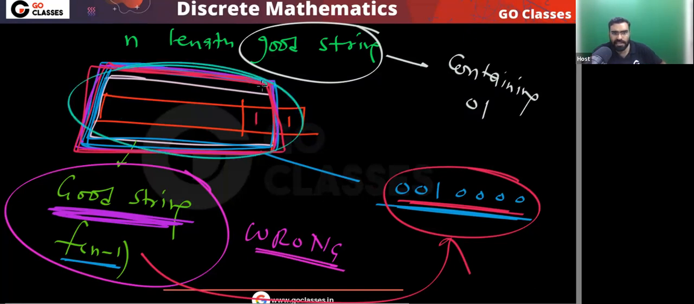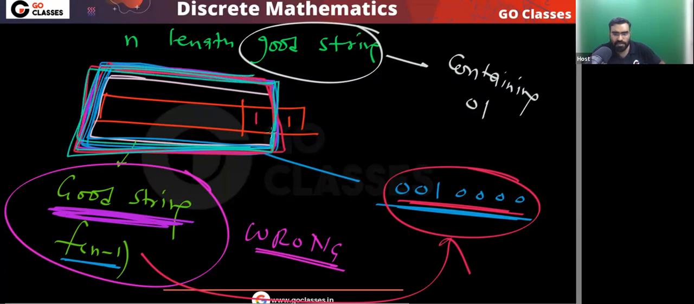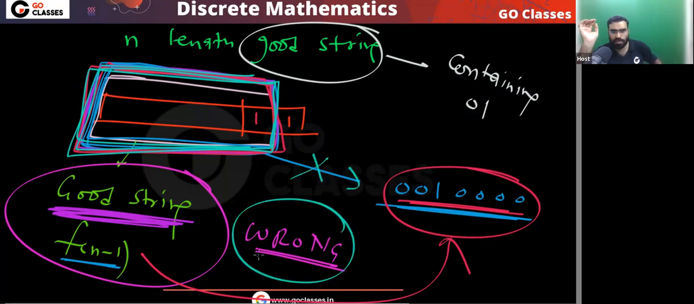Because this area is ending with 1. Just look at this area. This area is ending with 1. But you are counting this. So that is wrong. Did you understand this point? That this is also wrong. Because here you cannot have it, but you are counting this string in this area.